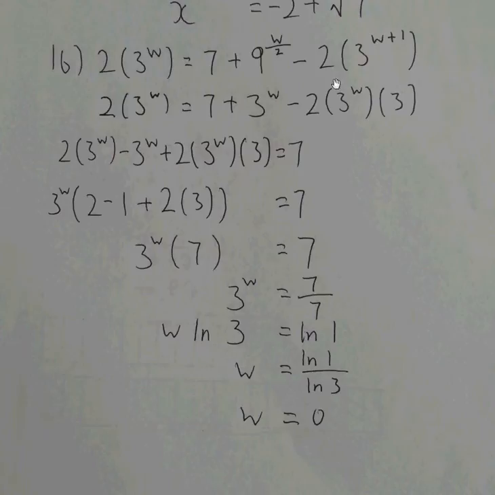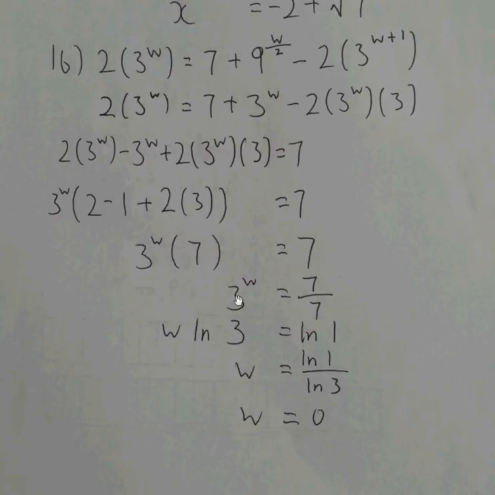After simplifying, bring all the terms with 3 to the power of w over to the other side, so this one becomes positive and this one becomes negative 3 to the power of w. Bring out all the 3 to the power of w, and then we have this simple equation. Solve it, and it becomes 7. So we have 3 to the power of w times 7 equals 7. We bring down the 7: 7 divided by 7 equals 1.